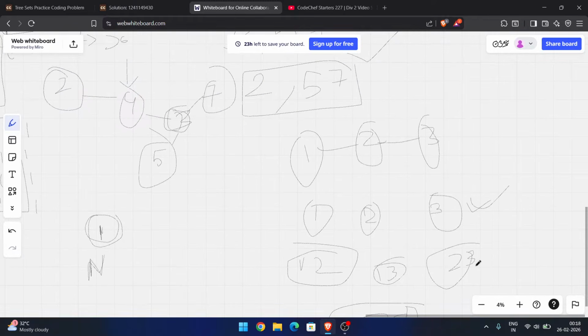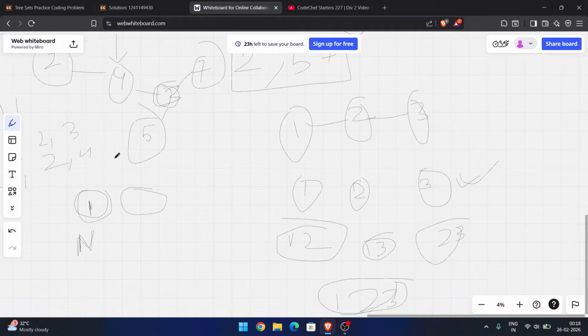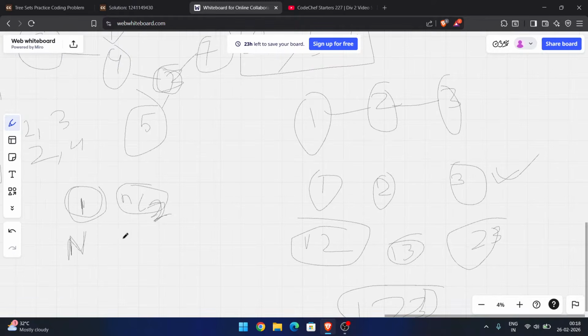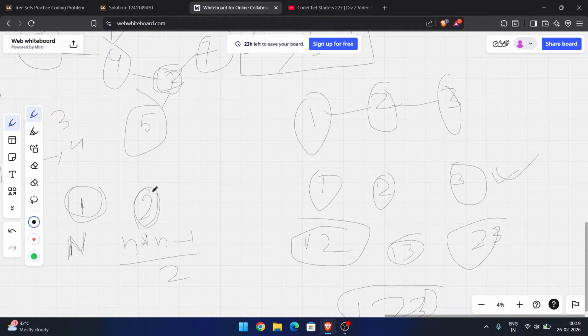Now let's calculate every subset of size 2. If we pick any two elements, that would give us a subset. If I take 2 and 3, it would give me a subset. If I take 2 and 4, it would give me a subset. So what I can do is nC2. From any n elements, I can pick any two, so that would be n times (n minus 1) by 2. This is every subset which has size 2.